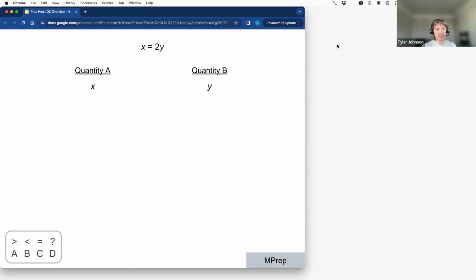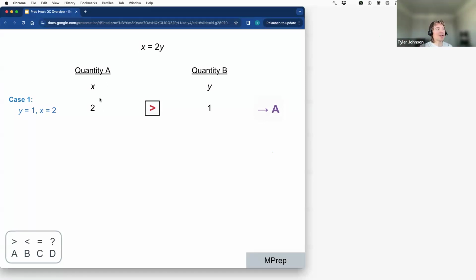So to answer something like this, I think it's perfectly natural to perhaps pick some numbers for x and y that satisfy that equation. And a lot of people will jump to something like this, that maybe x is 2 and then y would be 1. And that's a case where quantity A is bigger, but you never want to stop after just one trial. If you are picking numbers on a quantitative comparison, you want to test a few different values to make sure you've examined all the possibilities.